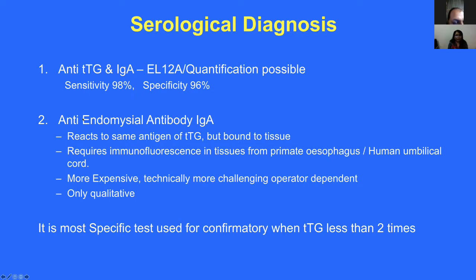Then the second important antibody is anti-endomysial antibody, again the IgA variety. This reacts to the same antigen as TTG, but the antigen is bound to tissues. This requires the use of immunofluorescence in tissues from primate esophagus and human umbilical cord. Although this is more expensive, technically more challenging, and operator dependent, and only qualitative assessment is possible, the specificity of anti-endomysial is very, very high. So this is the most specific test, which can be used for confirmation when the TTG level is less than 2 times normal. In those cases, if anti-endomysial is positive, then we can diagnose celiac disease.